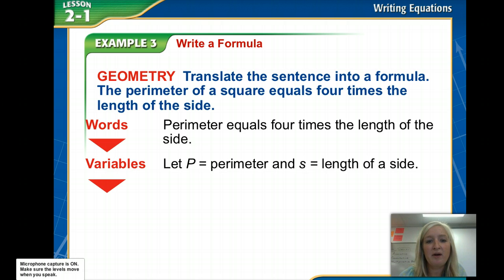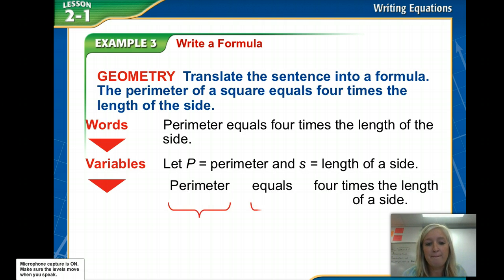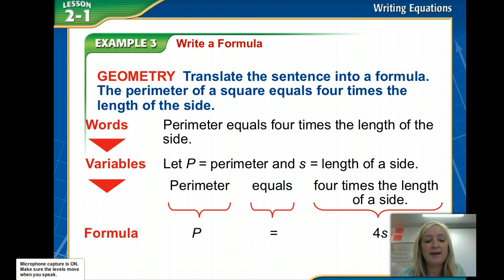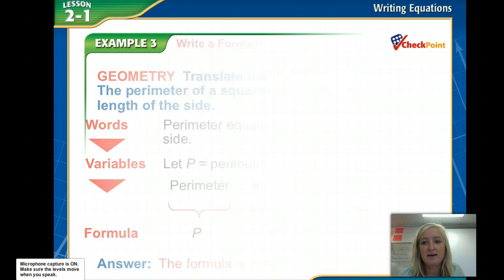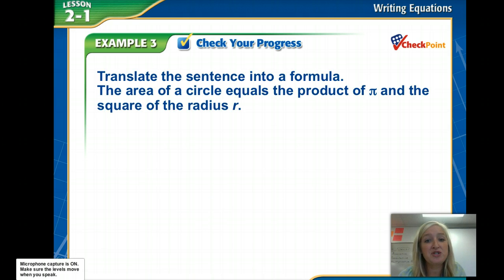I picked some variables. I chose P to represent perimeter and S to represent the length of the side. Perimeter equals 4 times the length of the side, meaning multiplication. So my formula is P equals 4S. Now the next example is a checkpoint. So again, I want you to pause the video and translate this sentence into a formula.